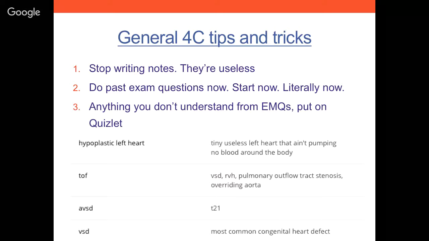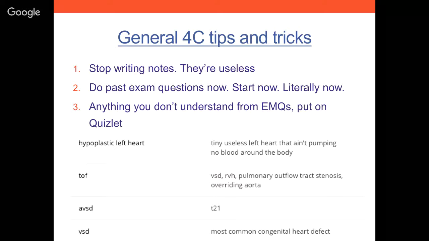A lot of people write these beautiful summaries, really thick, and they print them out and bind them and then they never look at them again. If you're writing notes, really think of why you're doing it. If you are, I would just write on a scrap of paper and then put it into something useful. I would start doing past exam questions now.